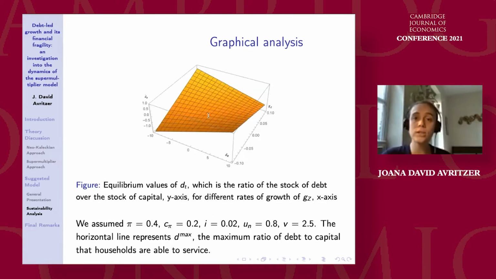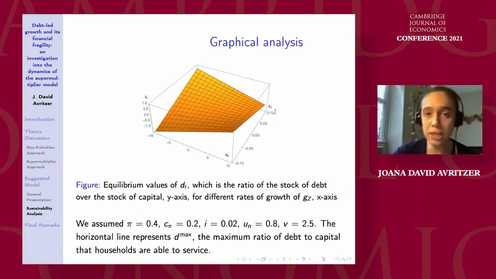This is what it looks like for the different rates of growth. Here we have the dynamics of D, so D dot, then the actual ratio, for the different rates of growth. We can see that if we have a negative rate of growth, we have this positive dynamics showing that it's unstable for negative rates of growth of the economy, and the fully steady state adjusted position is positive, showing that households are accumulating wealth.